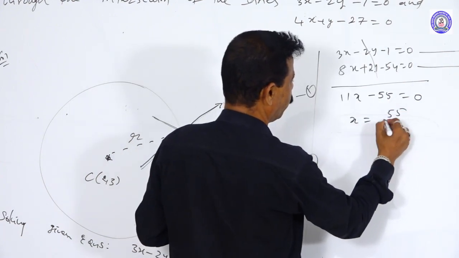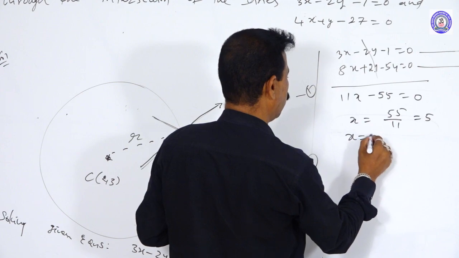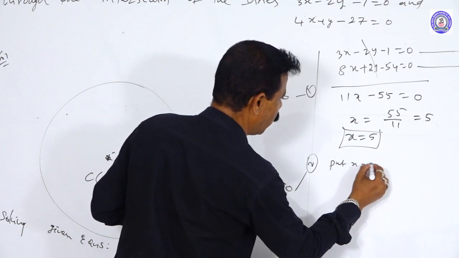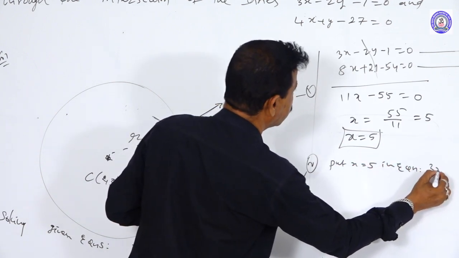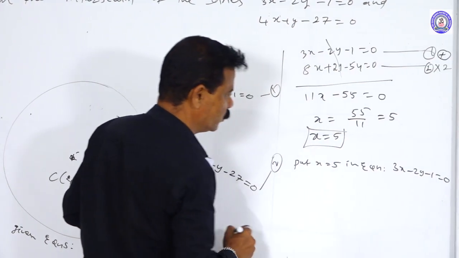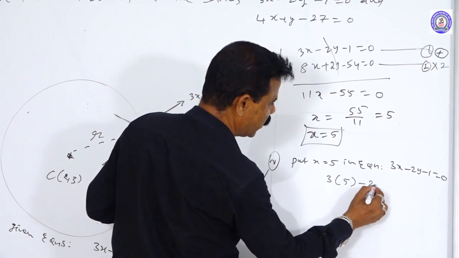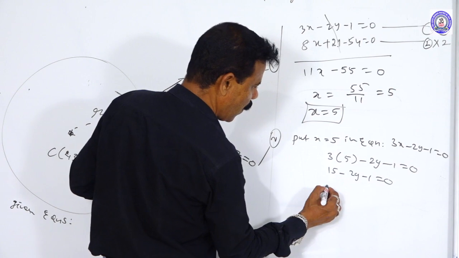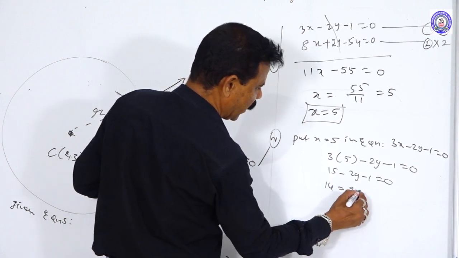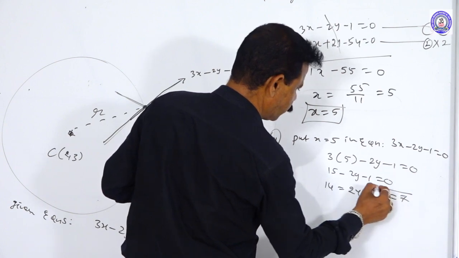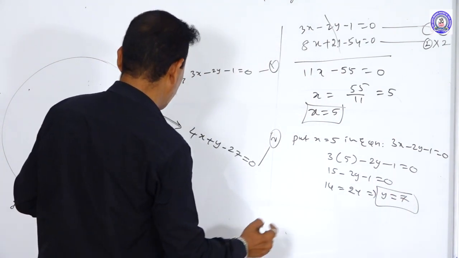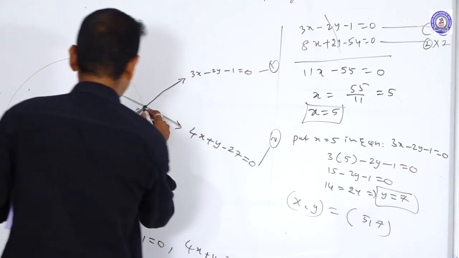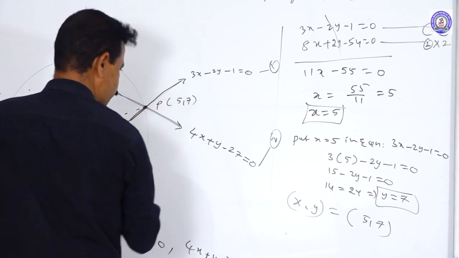X is equal to 55 by 11, it is equal to 5. X value 5. So put x is equal to 5 in equation 3x minus 2y minus 1 is equal to 0. 3 into 5 minus 2y minus 1 is equal to 0. 15 minus 2y minus 1 is equal to 0. 14 is equal to 2y. So y is equal to 7. So this is the intersection point, x comma y is equal to 5 comma 7. This point P is 5 comma 7.